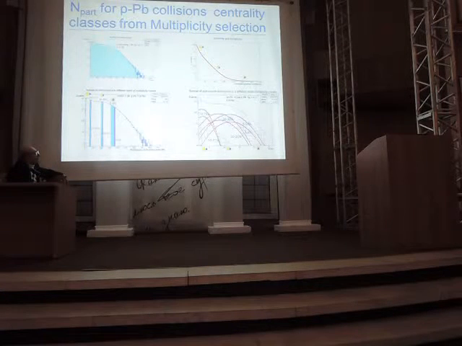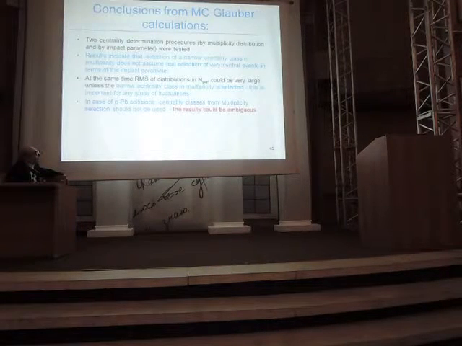What was the centrality? So imagine the pancake here, here, or directly here. It doesn't matter. What matters is the thickness, but not the impact parameter. So these were very brief conclusions from this. The multiplicity selection should not be used because the results could be ambiguous. Just to make a conclusion, I'm not going to spend more time here.